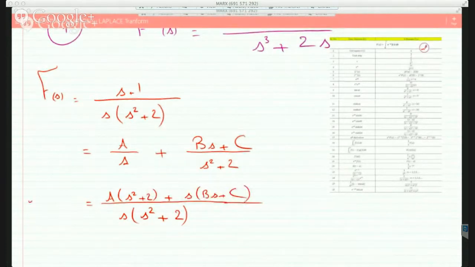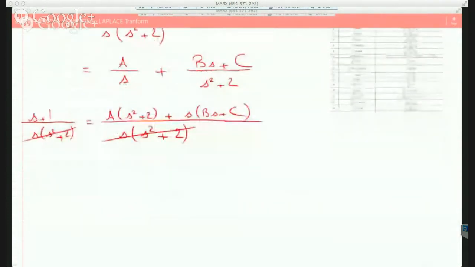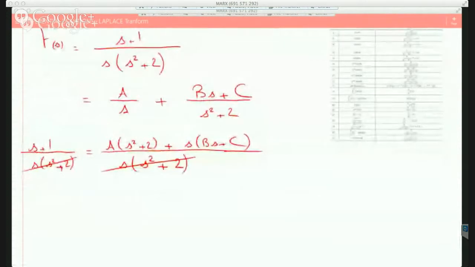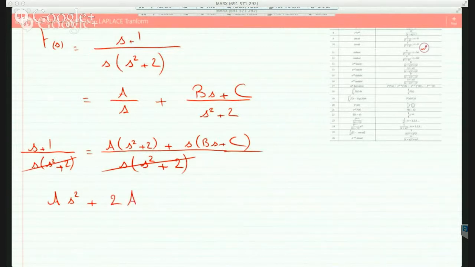And now, of course, you set that equal to the original, s plus 1 over s times s squared plus 2. And now the denominators cancel out because they're the same. And now the objective is to go after the a and the b and the c, to find them. And the way we're going to do this is we'll FOIL this here. So I'll do the right hand side first. So this is a s squared plus 2a, plus bs squared plus cs. So I FOILed these.